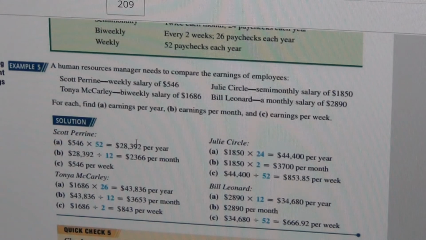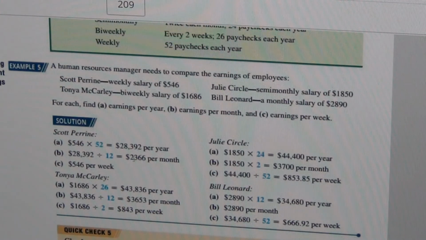Now, if the person you're comparing to is per year, then you have something to compare to. It's difficult to compare per week to per year, but now that we've converted this to per year, we can compare it to any of the others if they're per year. We're also going to do it per month. We'll take this $28,392 per year and divide it by 12, and that gives us $2,366 per month. So now we know exactly per year, per month, and per week.